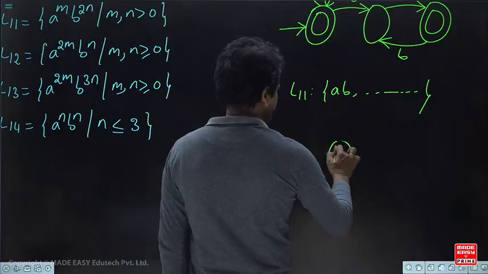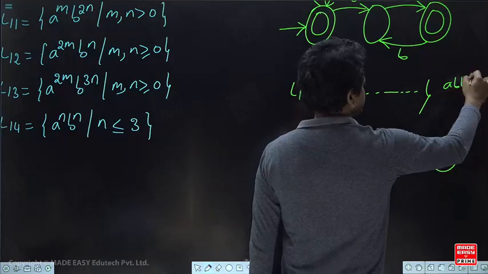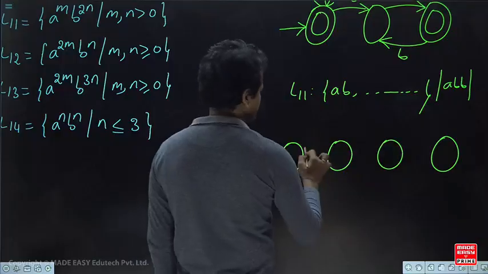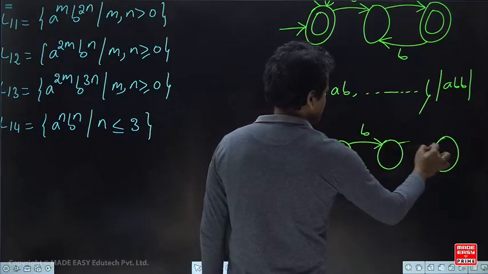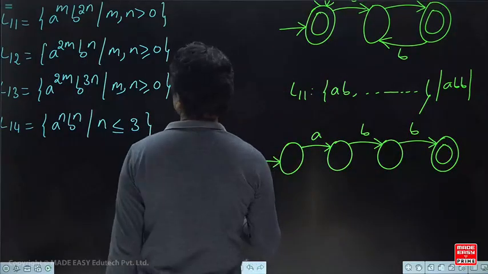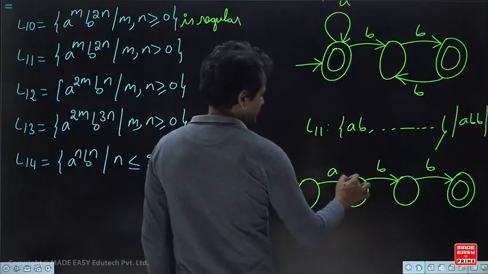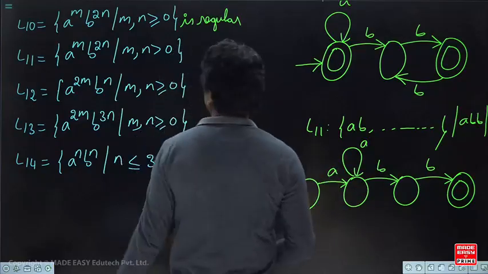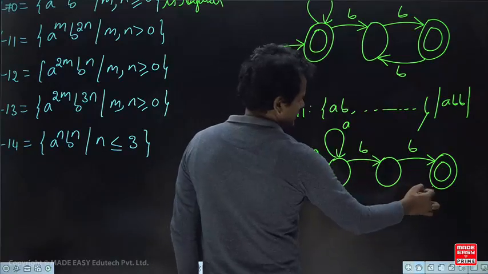AB squared: A, B, B. I told you, AB squared, the length is 3. To accept length 3, we require 4 states. Yes, 1, 2, 3, 4. A, B squared, 1, 2, accept. Here, 1 or more A's, m is greater than 0, minimum 1 or more A's, are you following? 1 or more A's followed by an even number of B's. B's are minimum 2, 1, 2, accept.